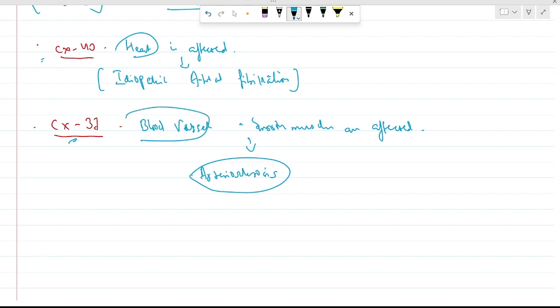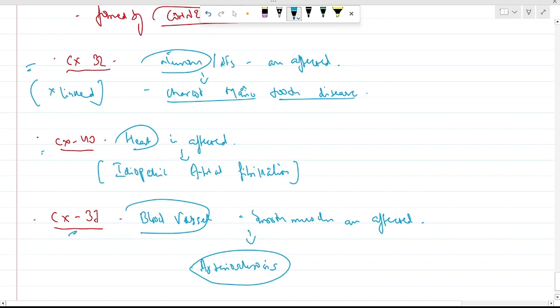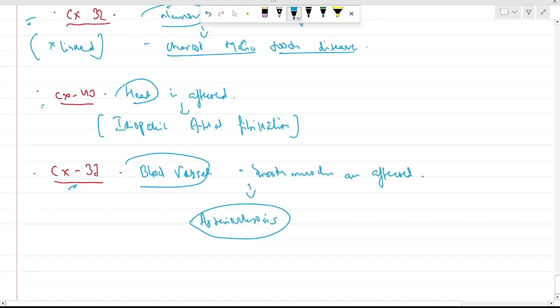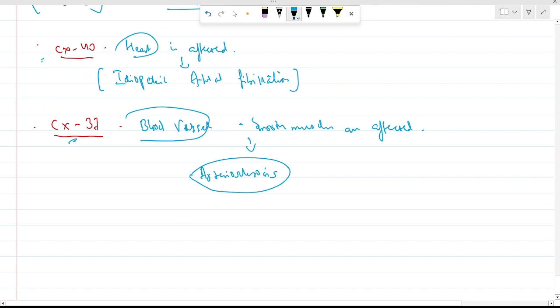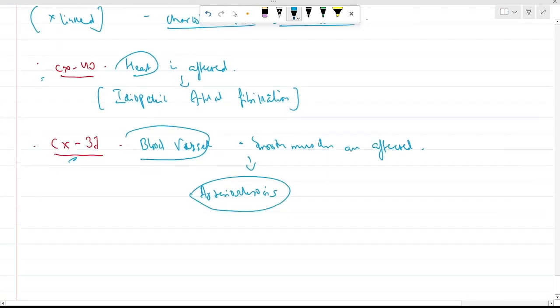CX37 protein is affected. So CX32 in neurons, Charcot-Marie-Tooth disease; CX40 in the heart, idiopathic atrial fibrillation; and CX37 in the smooth muscles of the blood vessels, arteriosclerosis. With this, we have seen all the three types of cell-to-cell junctions.